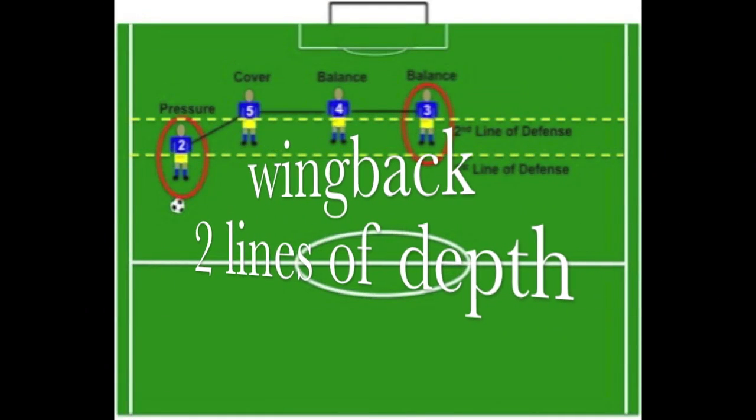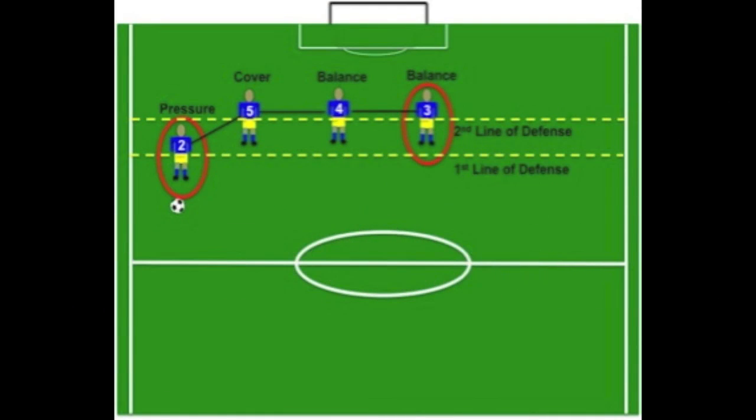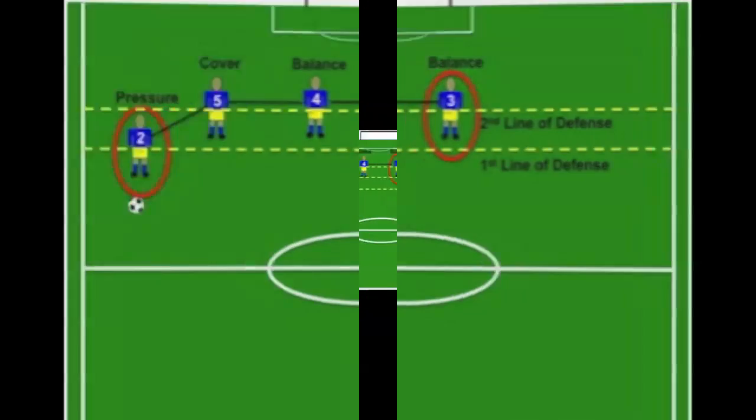This is a simple slide that just shows lines of depth. So if the right wing back, the number 2, is pressuring the ball, he shows the first line of defense right there, and there are 2 lines of depth. The number 2 is the first line, you could see with that dotted yellow line, and the number 4, 5, the center backs, and number 3, the left wing back, are in the second line of depth. So the first person is pressuring the ball, that's pressure. The 5 is cover, the 4 is balance, and the number 3, the left wing back, is also a balancing defender.